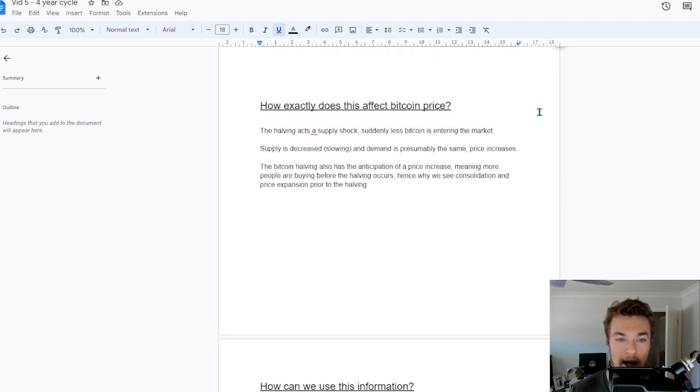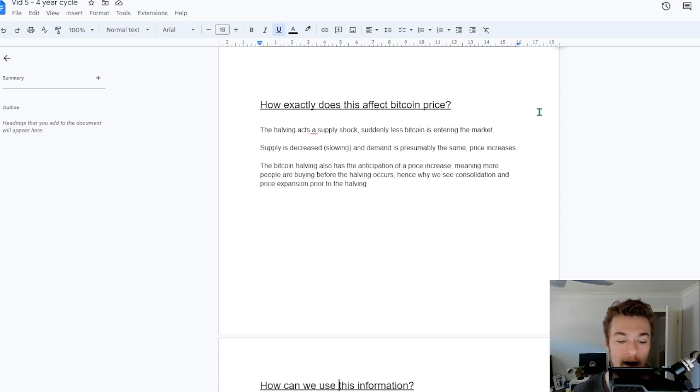Okay, so we know why the 4-year cycle is occurring, because of that Bitcoin halving. Every 4 years the halving occurs and it has some sort of effect on Bitcoin. But how exactly does this affect the price of Bitcoin? Okay, every 4 years, the new amount of Bitcoin coming onto the market is reduced by 50%, but how does that actually affect the price?